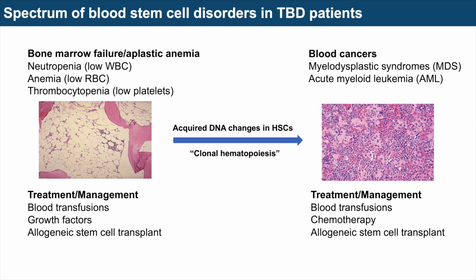And we think about the management of this as very much in the way of supporting it. So patients will need blood transfusions. We give a lot of our adult patients red blood cell transfusions, platelet transfusions. We also often consider giving them growth factors in an attempt to stimulate the production in the bone marrow. And then for many of our patients, even adult patients that have severe bone marrow failure, we think about replacing their diseased stem cells with healthy stem cells from a donor in the form of allogeneic stem cell transplant.